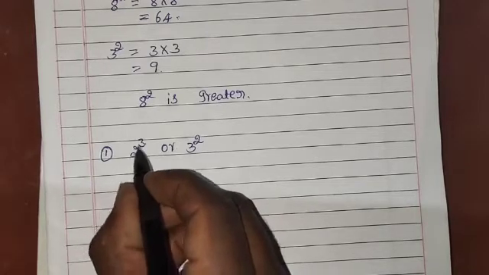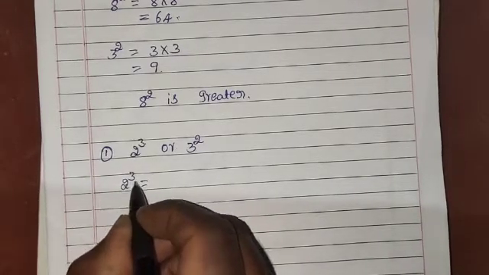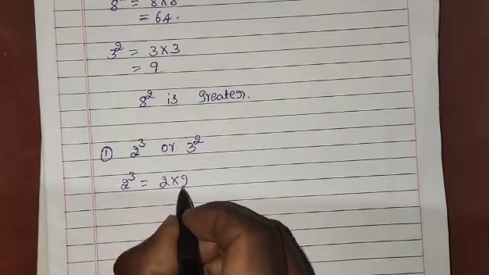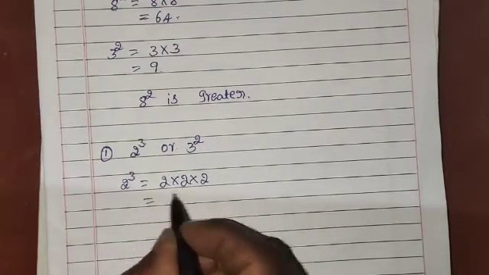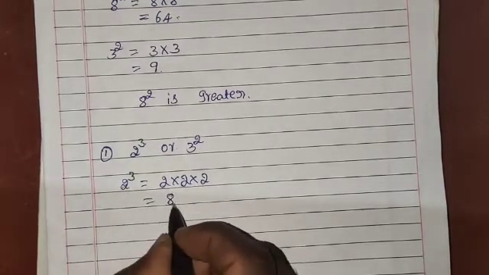Here 2 to the power of 3, which means the 2 is multiplied 3 times. Okay, 2 into 2 into 2. Okay, now we have to multiply this. 2 twos are 4, 4 twos are 8. Okay, the 2 cube is 8.